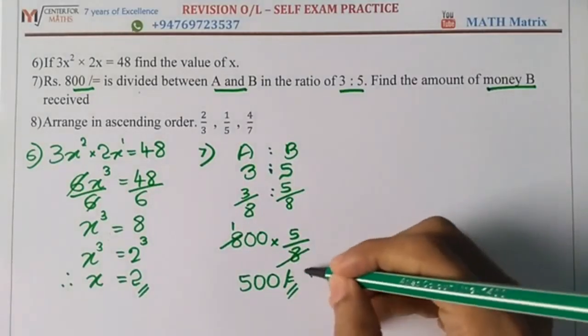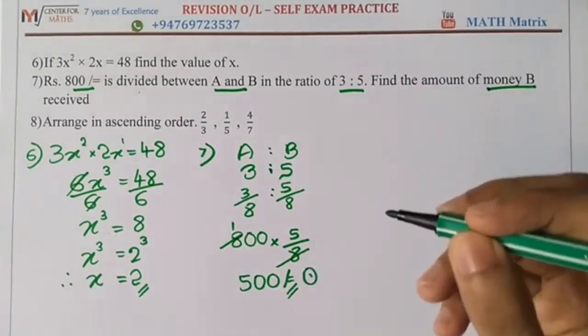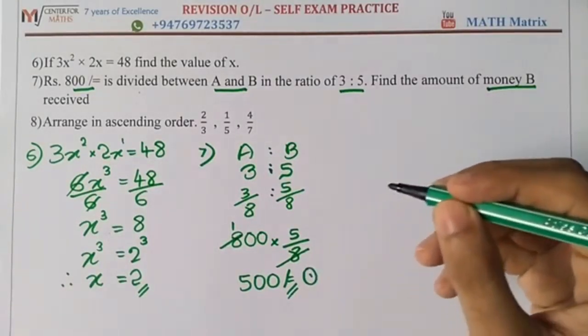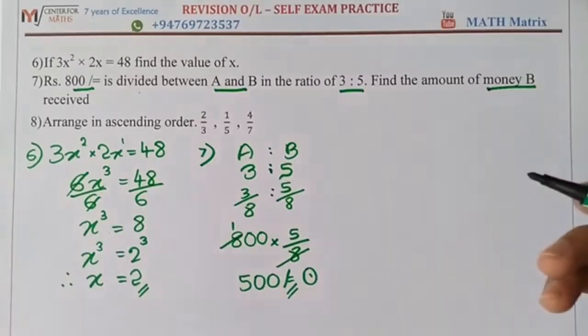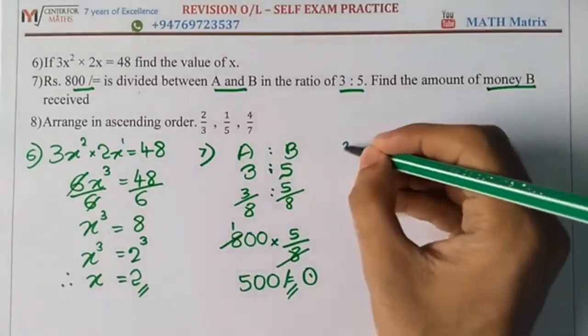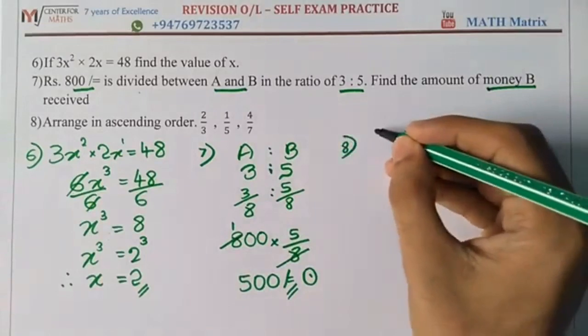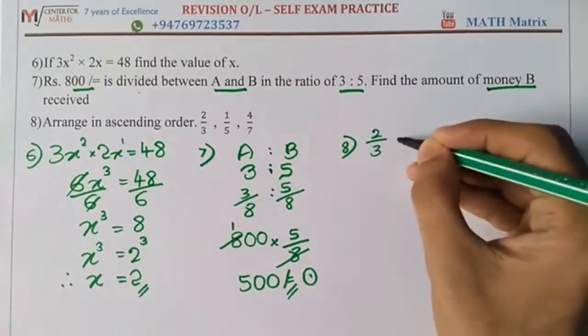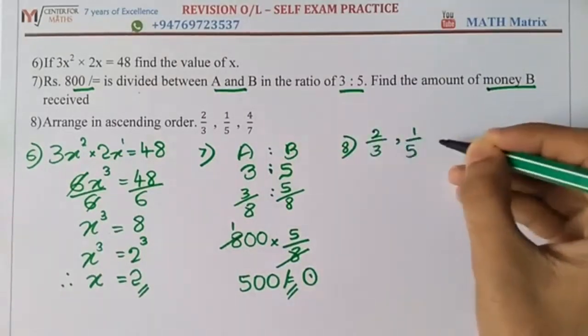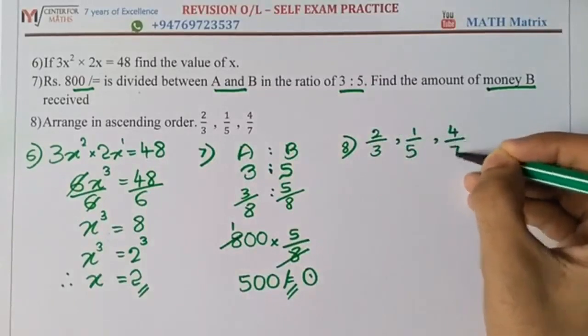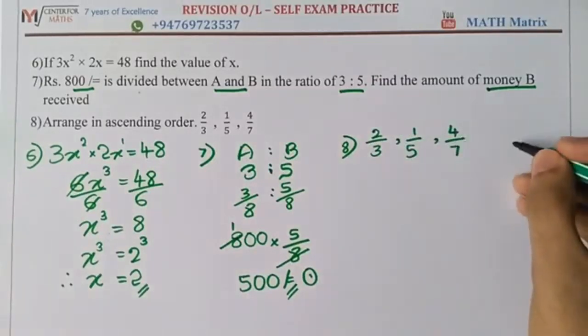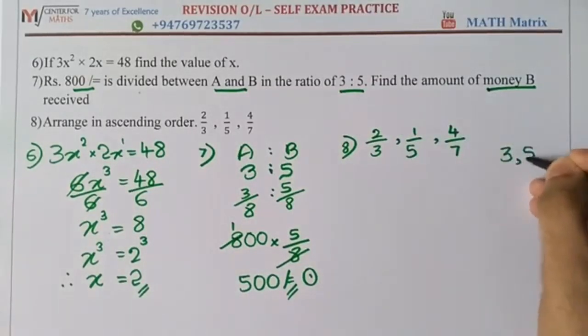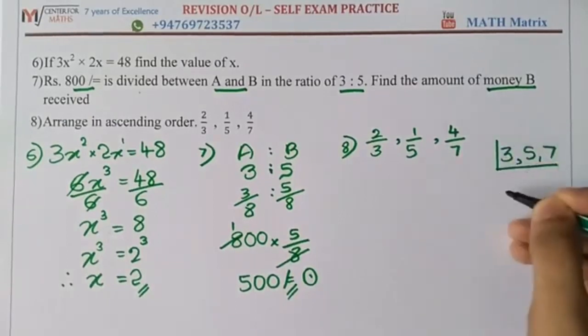If it is correct, you can give yourself one more mark. If you have any doubts, you can ask us right after this session. And the 8th one, arrange in ascending order. So how to arrange this in ascending order? 2/3, and the next one, 1/5, and the last, 4/7. First of all, we have to find the LCM of 3, 5 and 7.